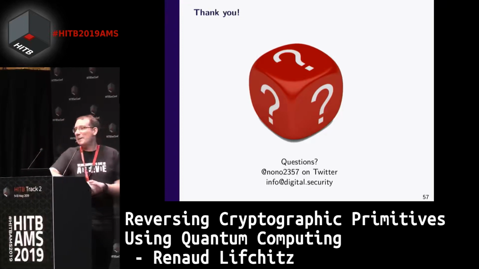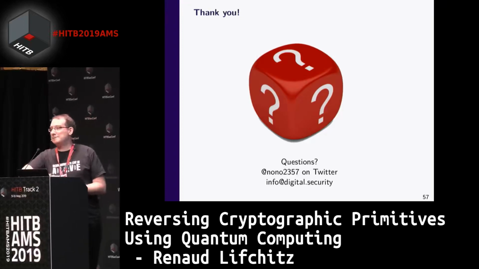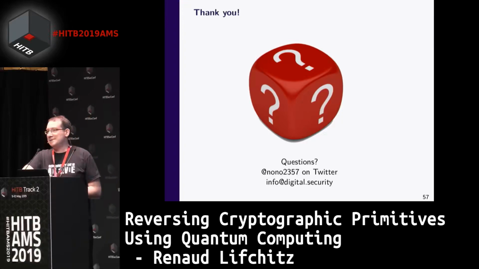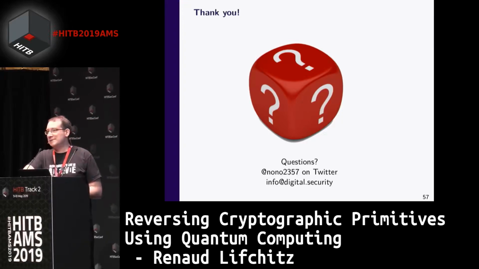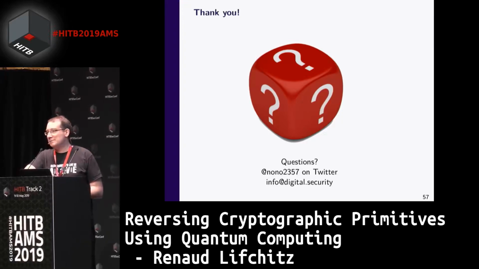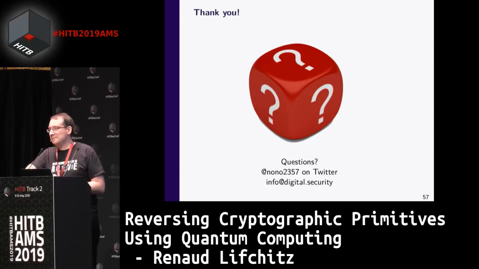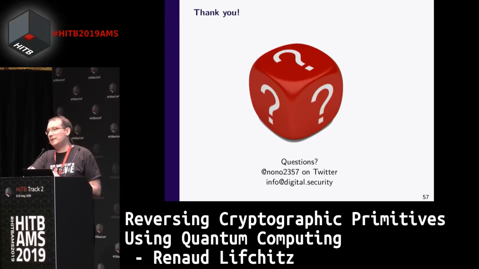Hello, I have a question. As we all know, CRC8 is a kind of hash function. So what do you mean by breaking the CRC8 using quantum computers?